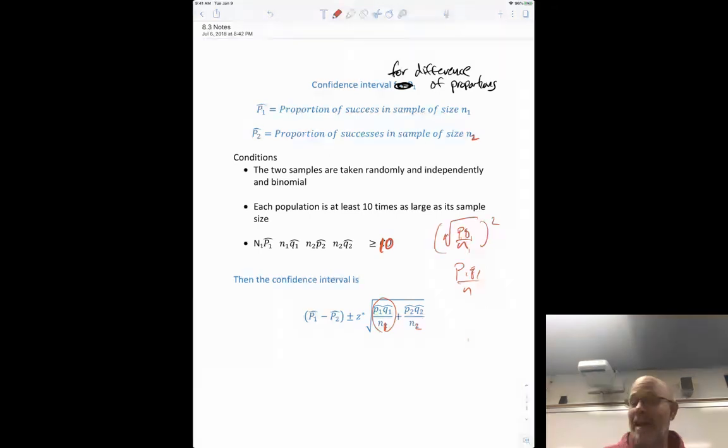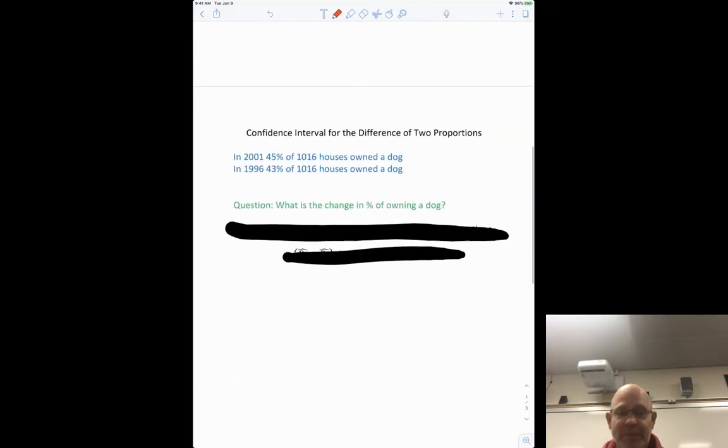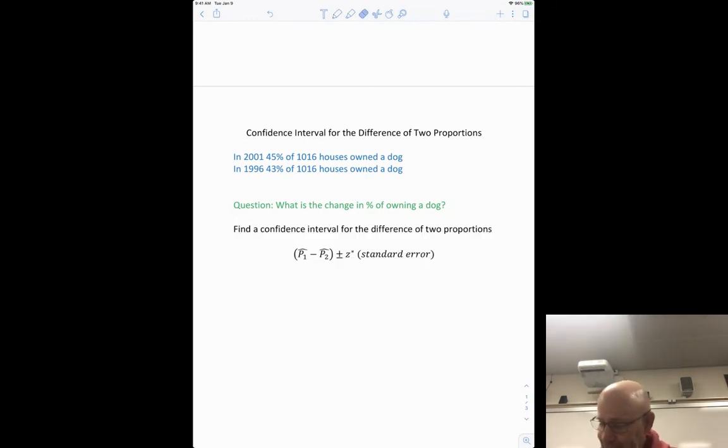So we're just going to do an example. It's a pretty straightforward section. Falls right through, and then interpretation. So in 2001, 45% of 1,016 houses owned a dog. In 1996, 43% of the 1,016 houses owned. So these are both two independent simple random samples. Okay. So the question is, what is the change in percent of owning a dog? So find a confidence interval for the difference of proportions is what we're trying to find.